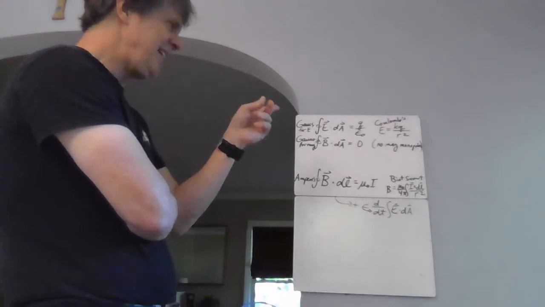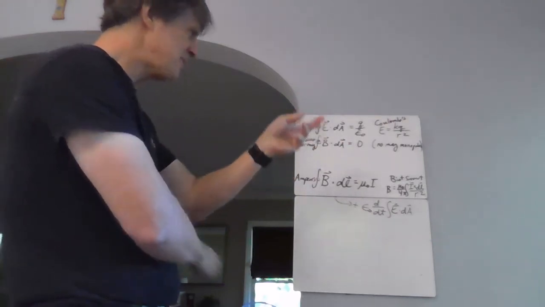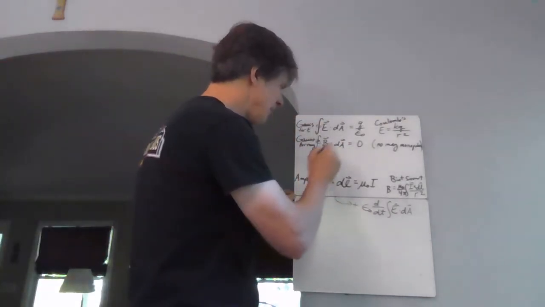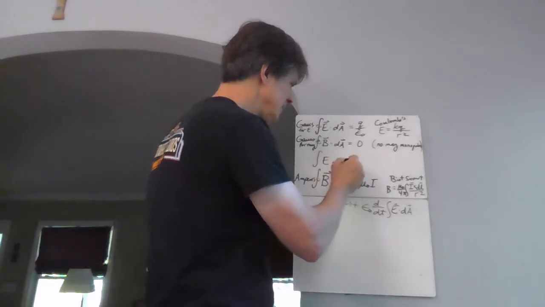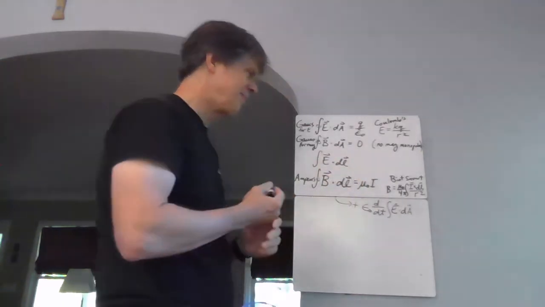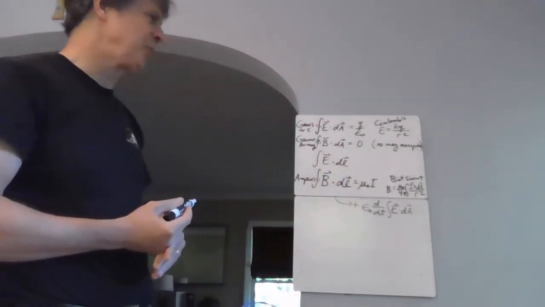Okay, so what's missing? I think you can see. We've got the dAs and the dL and the E's and the B's. We're apparently missing, yep, it must be E dot dL. We're missing that one. And it needs a name. What's it going to be equal to?